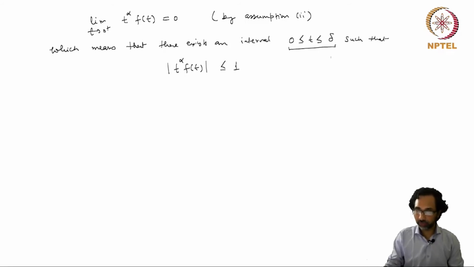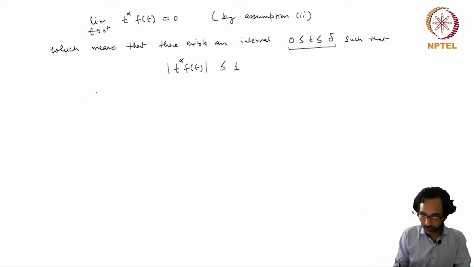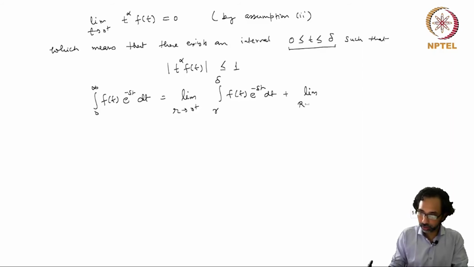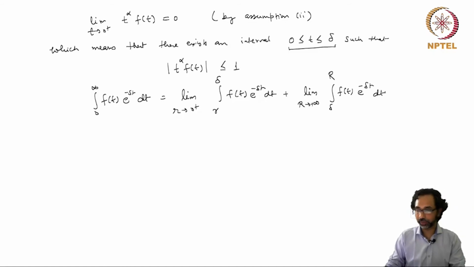So now we have found this delta, and we will use this as our breaking point a in the definition of the improper integral. So we write our integral from 0 to infinity of f(t) e to the power minus st dt. This is equal to the limit as r goes to 0 plus of the integral from r to delta of f(t) e to the power minus st dt, plus the limit as R goes to plus infinity of the integral from delta to capital R of f(t) e to the power minus st dt. Okay.